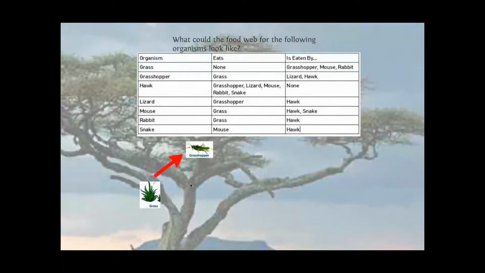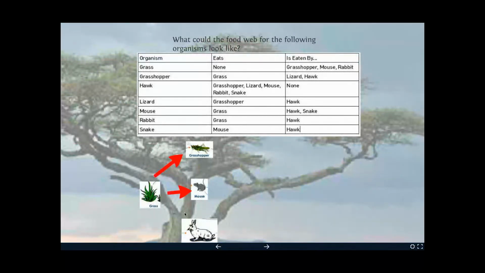A mouse. I need a mouse. So I'm going to go ahead and add a mouse to my diagram. And then I'm going to draw the arrow going into the mouse because, again, the mouse is eating the grass. The grass is going into the mouse. And last, I need a rabbit. So I'm going to draw a rabbit on my food web here and draw the arrow going into it.